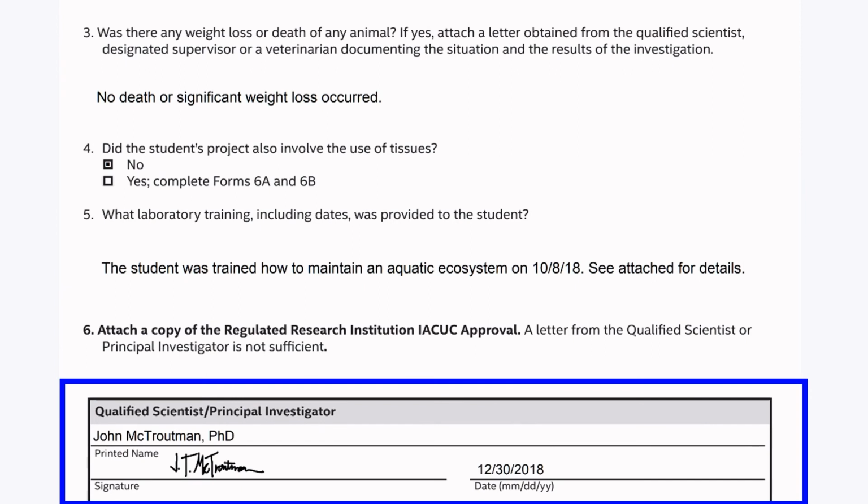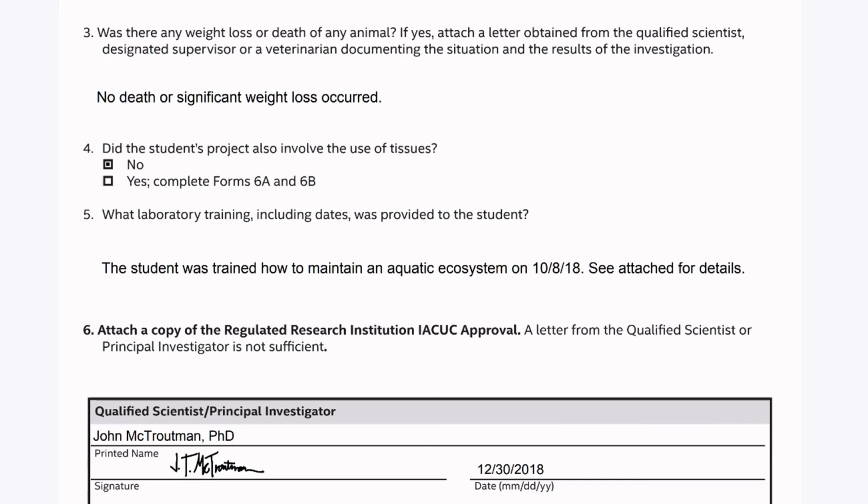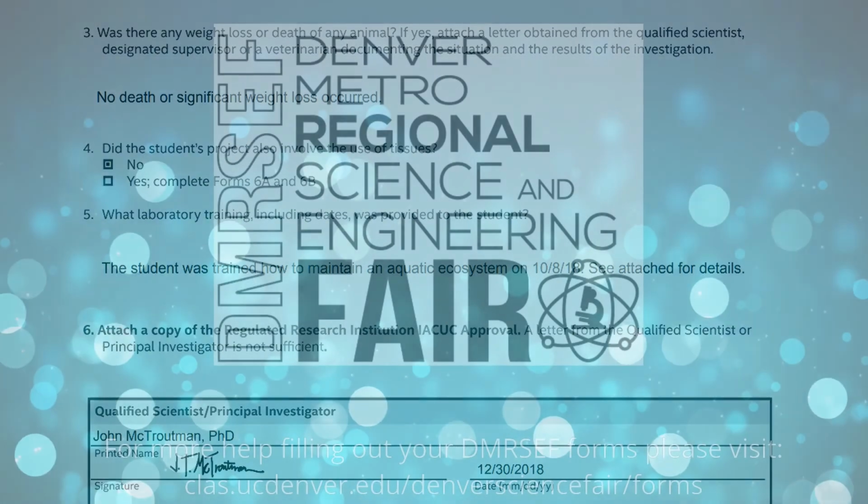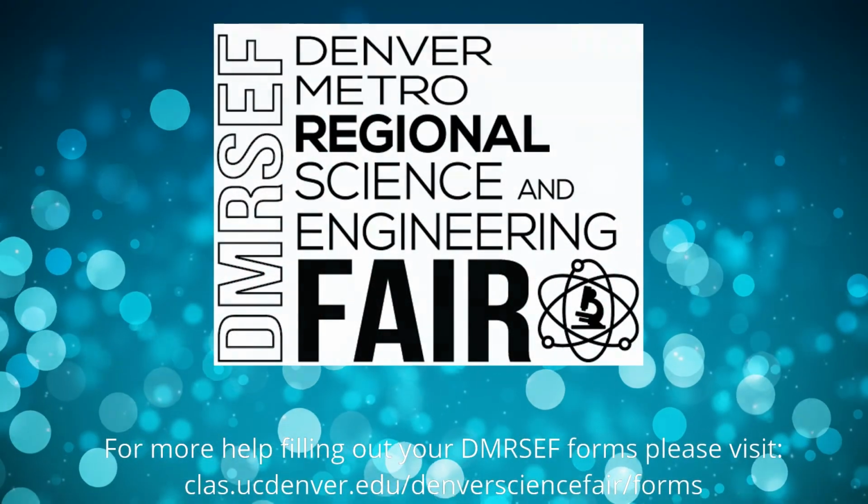Lastly, the qualified scientist or principal investigator must print their name, date this form after experimentation, and sign it. The student researcher may want to save this form before having it signed. Remember to include the IACUC approval with this form.